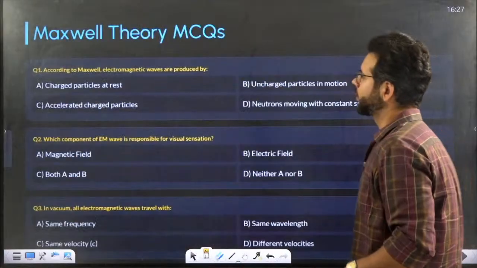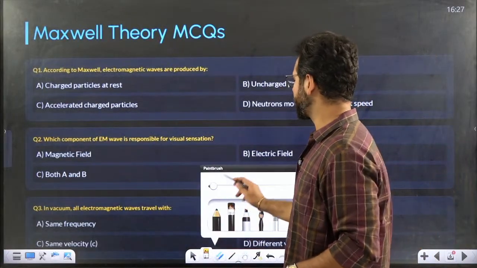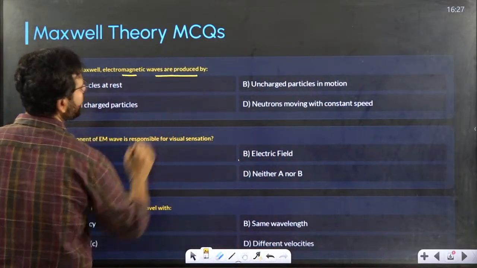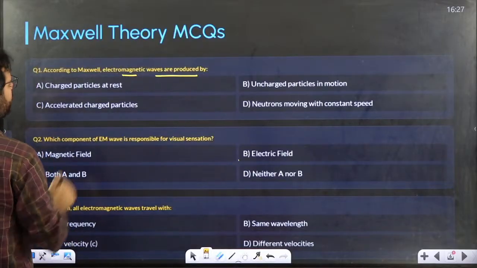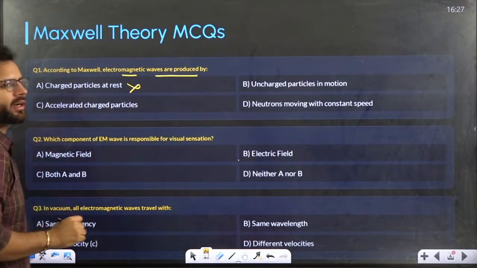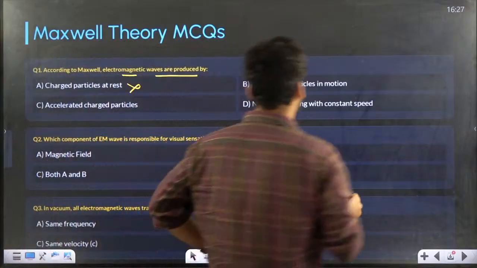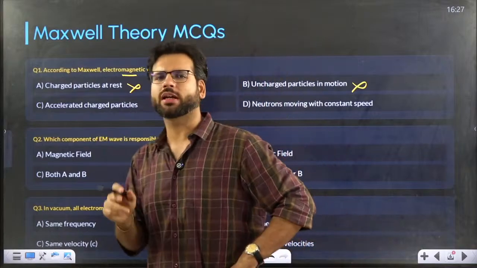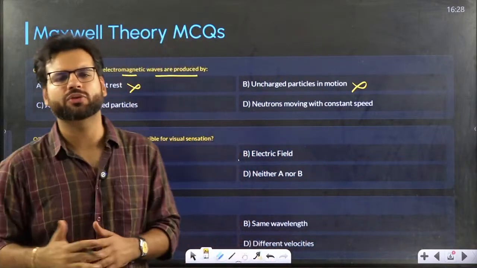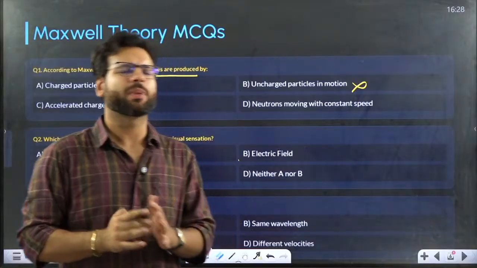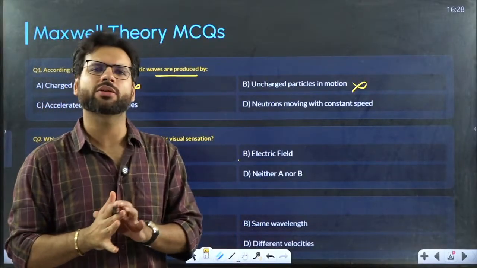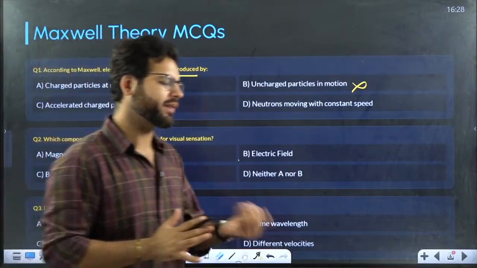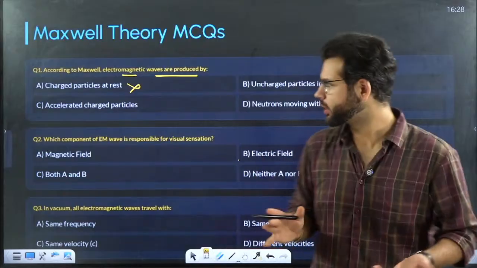Now, moving ahead, let's see what type of questions you can get from here. According to Maxwell, electromagnetic waves are produced by how are they produced? Charged particle at rest? No, when the charged particle is in acceleration. Uncharged particle in motion, they can't produce. So when planets move around the sun, planets are not charged particles, so they don't release any energy. That's why planetary motion doesn't need any explanation. No energy gets released when planets revolve around the sun because they are not charged.